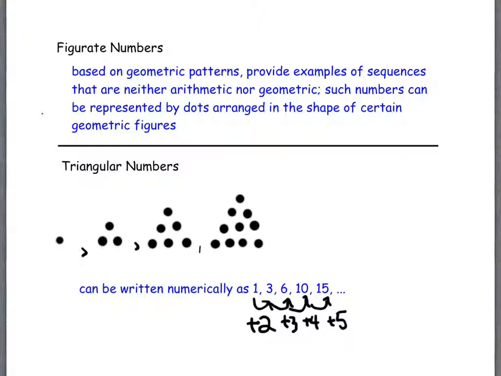I want to show you something else that happens in this. Let me write down a couple more of them. So what would come next? 21. Yeah, I'd add a 6 and I'd get 21, and then add a 7 and get 28. All right, what we're doing when we're looking at what did I add to get the next term, this process actually here has a name. It's called first differences.